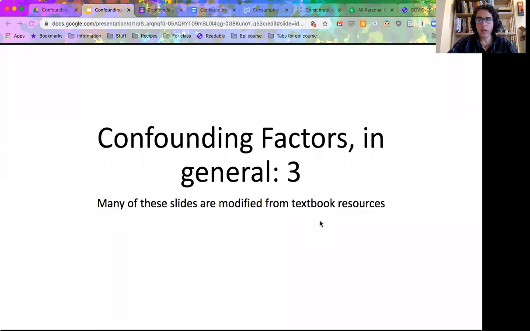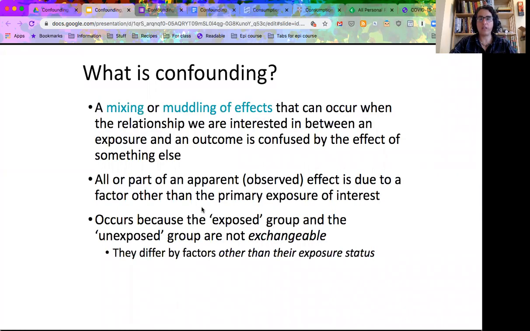Hi, everybody. Having worked through that example with mopeds and position with this complicating factor of helmet use, let's talk about what a confounding factor is in general. And I should say that many of these slides are modified from the textbook resources, including this one. So what is confounding all about?